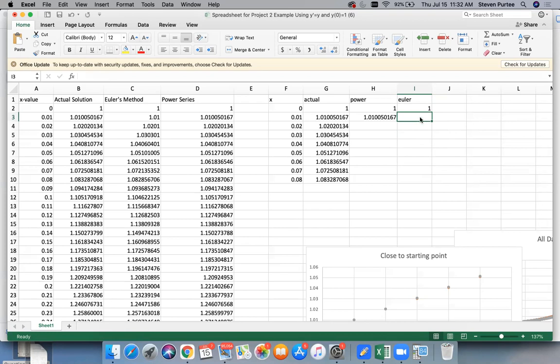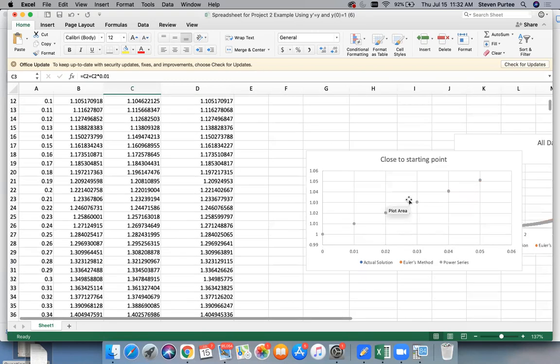I'm going to start that over, make sure I typed it right. So this equals the previous, I think I was using the power series starting point, sorry. The previous y value right above me plus the derivative, which happens to be y, times change in x. And then I could drag that down. Yep. Okay. And then we would want to graph all of those.